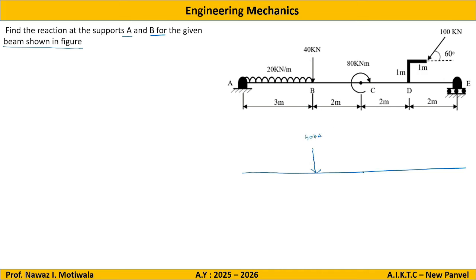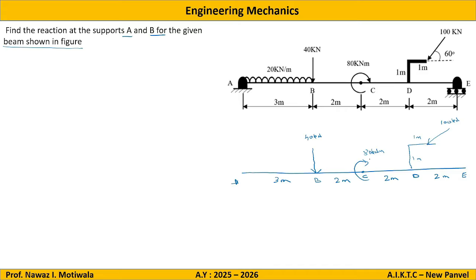Then there is a couple here of 80 kilonewton meter. Then there is a force here also, which will be shown as it is, 100 kilonewton. So these are the applied forces which are shown. We name the points A, B, C, D, E. We also write the distances: 3 meters, 2 meters, 2 meters, 2 meters, 1 meter, and 1 meter. So applied forces are done.